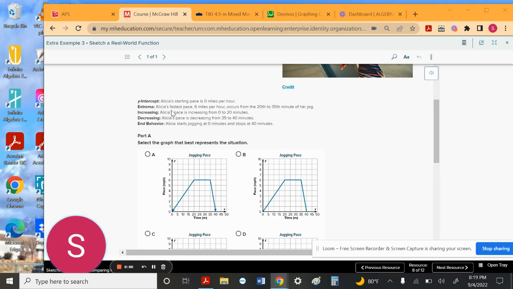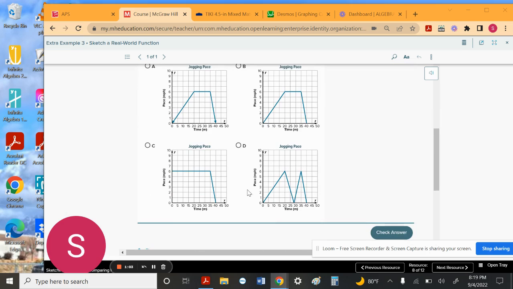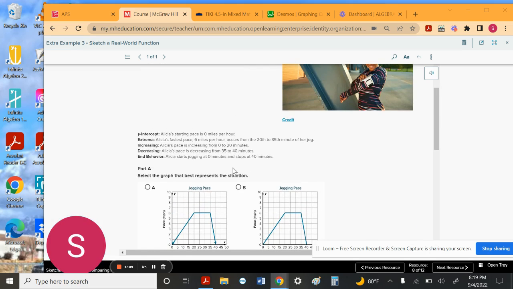Okay. Alicia's fastest pace is 6 miles per hour, which occurs from the 20th to the 35th minute. So it's 6 miles per hour, which is right here, right here. We already know it can't be C. And so it stays all the way across here, so that eliminates D. So now C and D are eliminated.